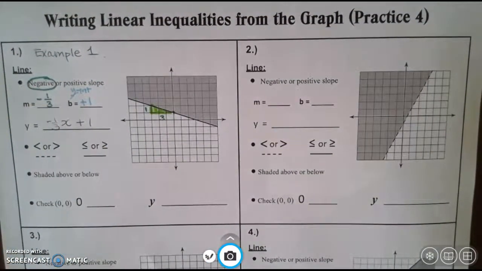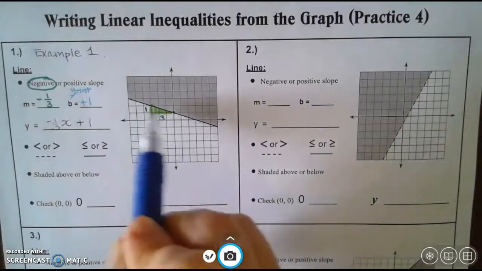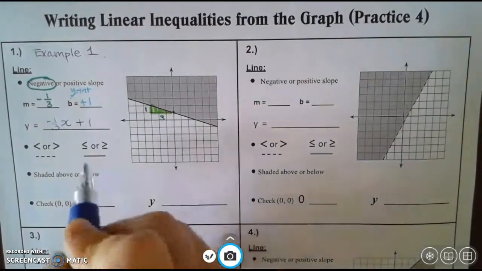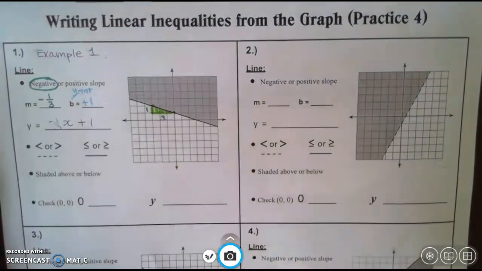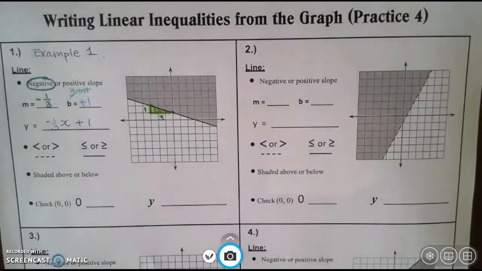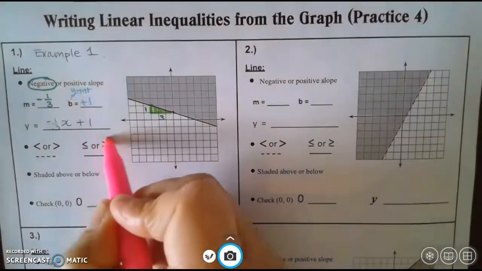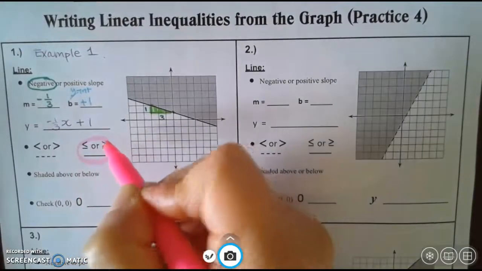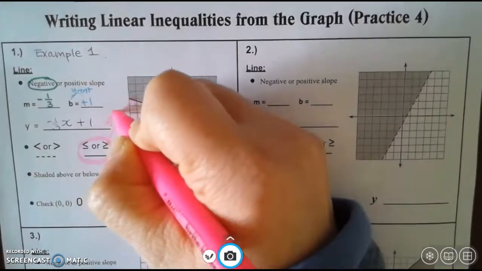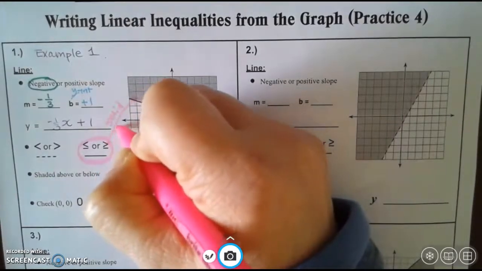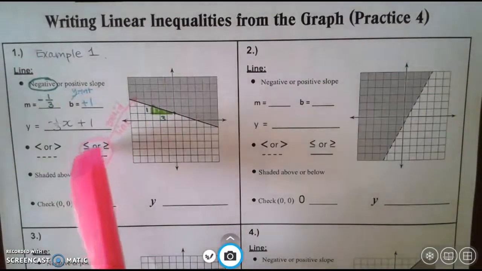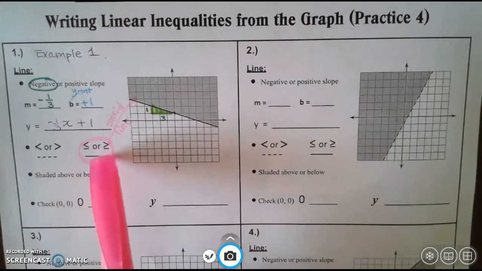Okay, now we have to think about this line. Is this a solid line or dotted line? Well, it looks like a solid line, so because it's a solid line, I know it's either going to be less than or equal to or greater than or equal to.